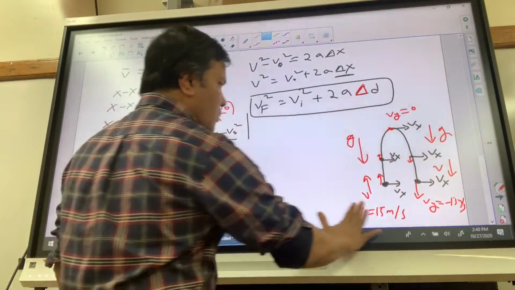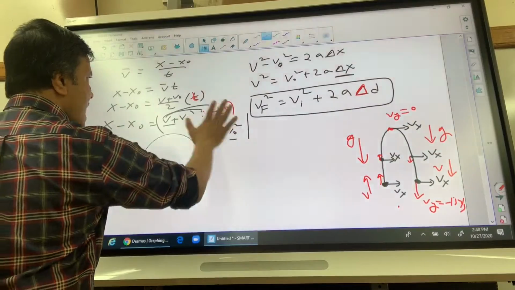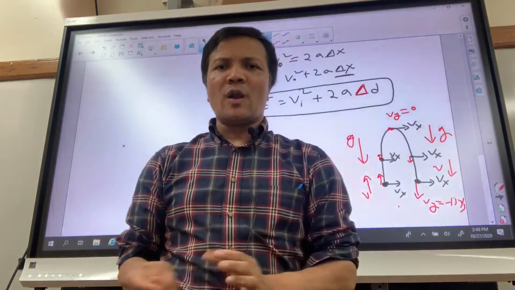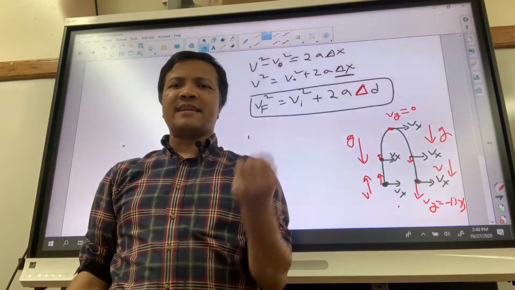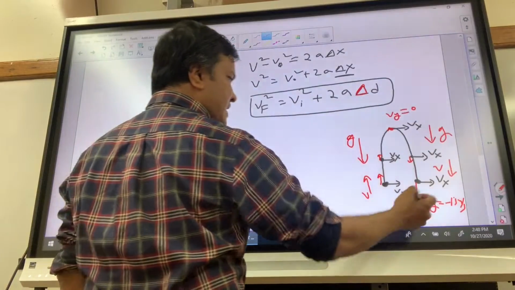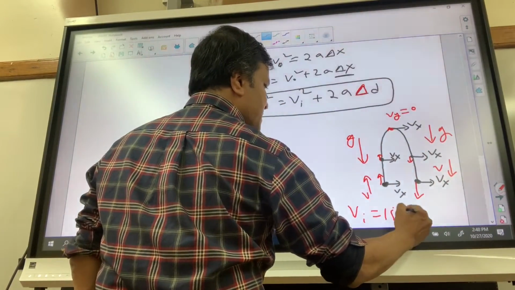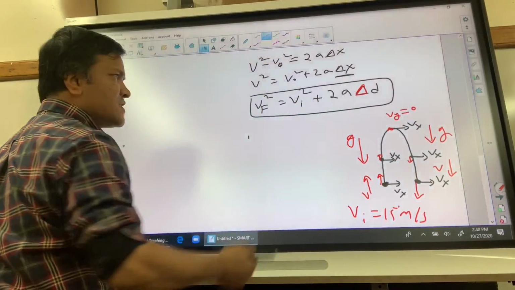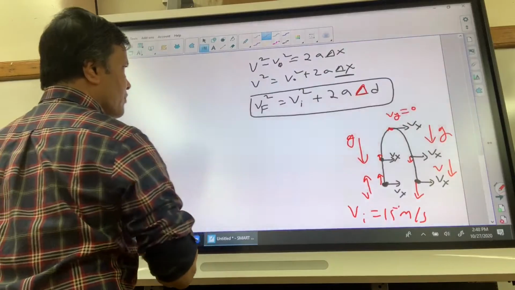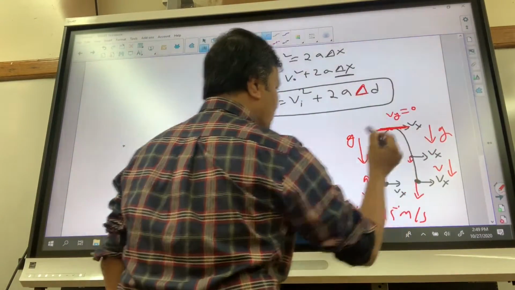Okay, now what we need to know is how high the ball goes. If I throw the ball from one hand and it arrives in the other hand, how high did the ball go? If my initial velocity is 15 meters per second, I'm going to use this formula to find it out. So let's use this formula. I'm going to let Vf be 0. I'm going to call this one Vf.